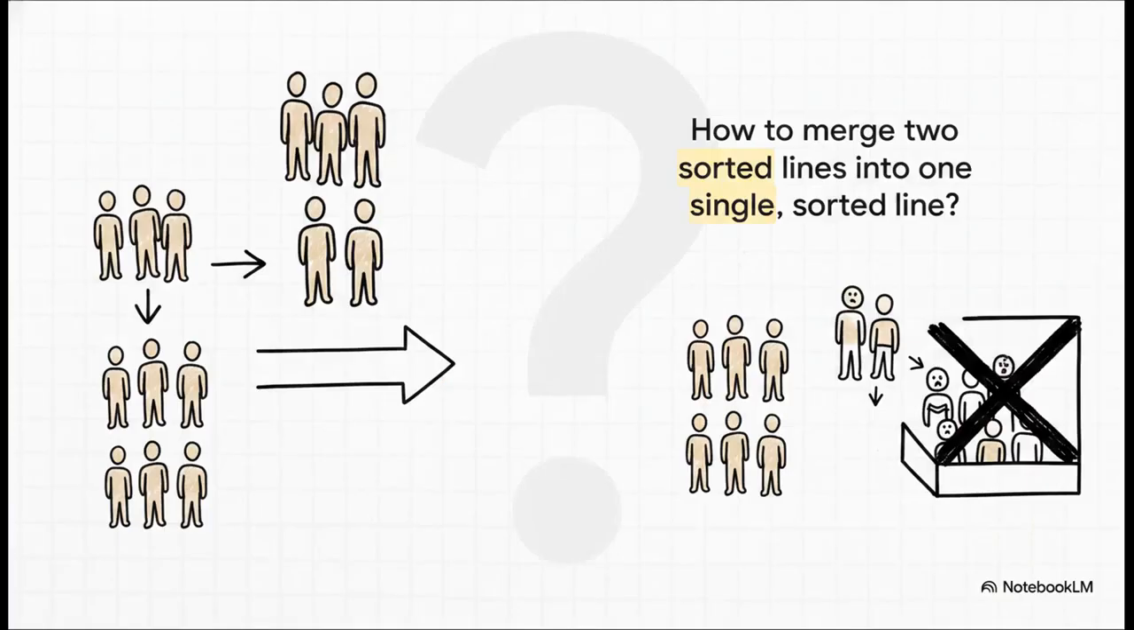To really get our heads around this, let's start with a simple analogy. Imagine you've got two lines of people, and each line is already sorted by height. How would you combine them into one single perfectly sorted line? Well, you'd probably just find a new empty spot and build the line there, right? But what if there's no new spot?